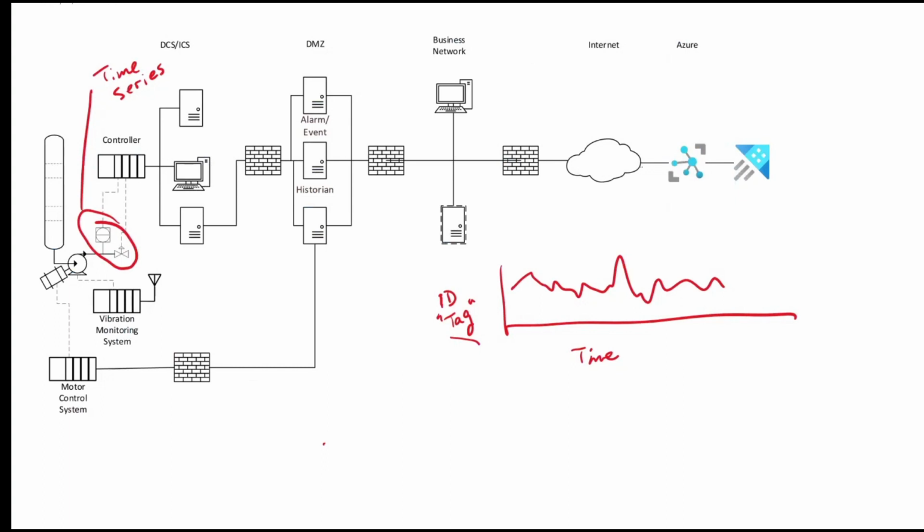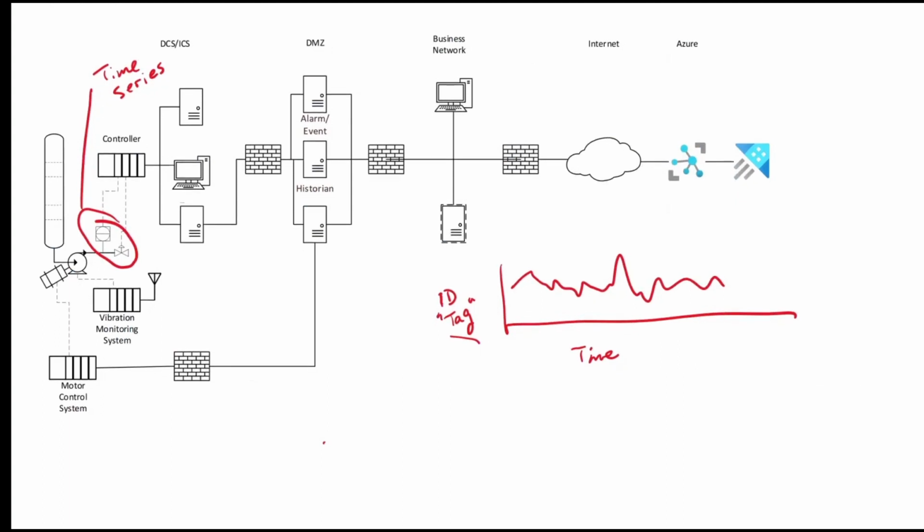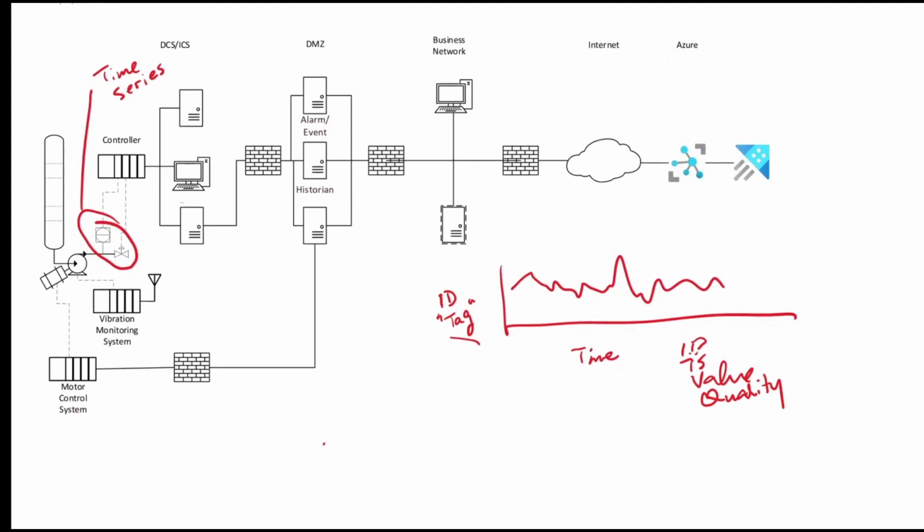Now, the way this data comes in is in packages consisting of an identifier, a timestamp, a value, and a quality. And the thing is that the quality tells us whether the value itself is of any use, and if not, why not? But it always comes in this sort of bundle of data.